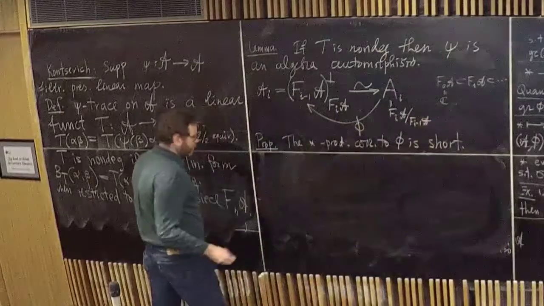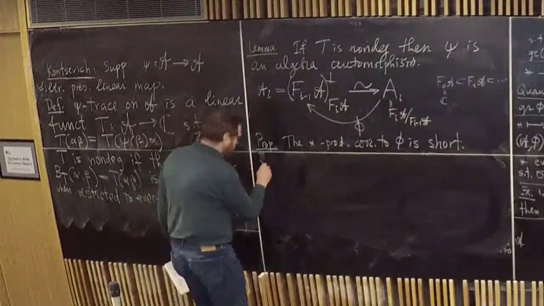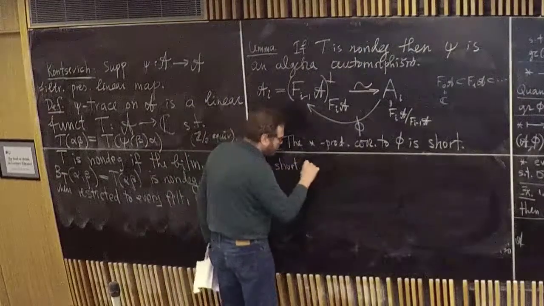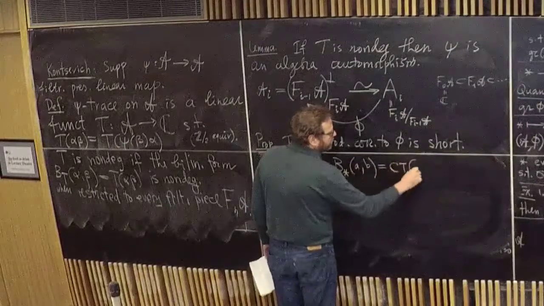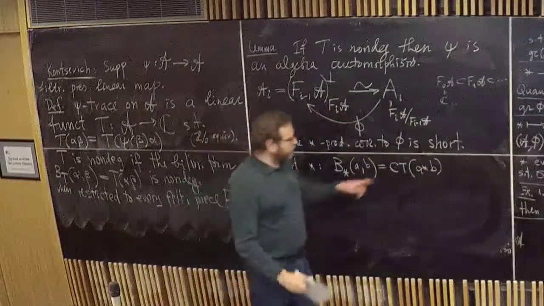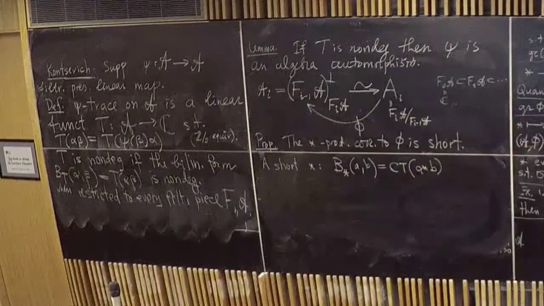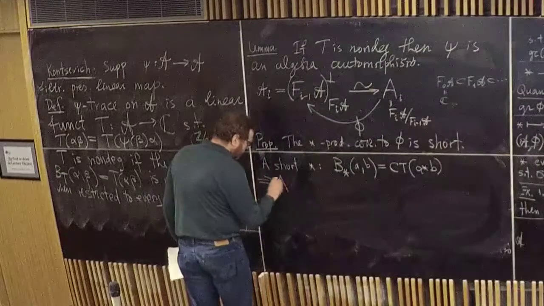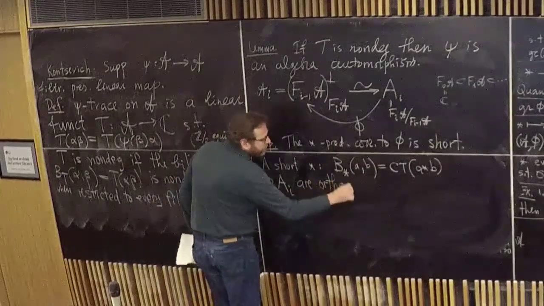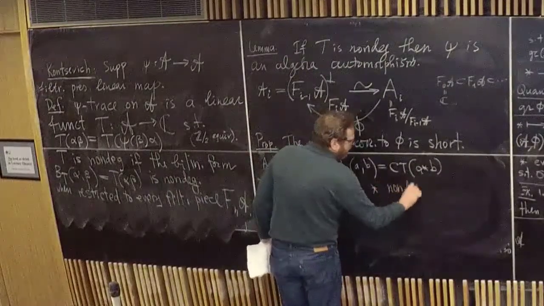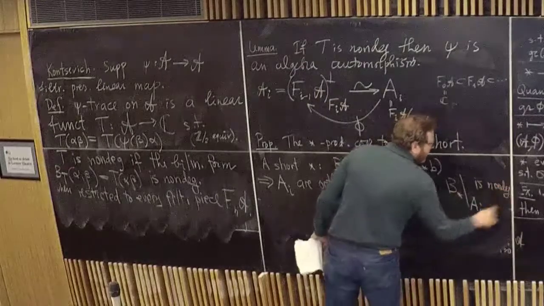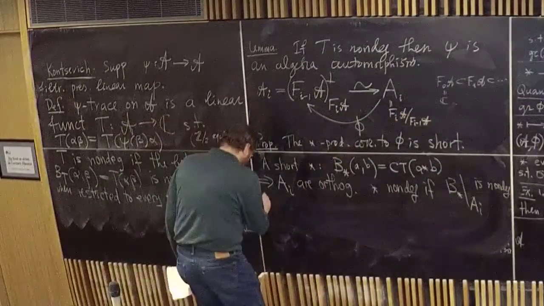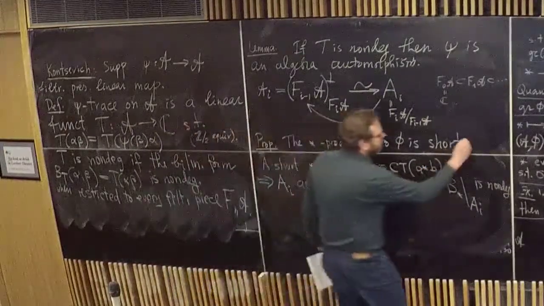Conversely, how to get from a short star product to such a trace. If you have a short star product, then you have a bilinear form on the commutative algebra given by the constant term of the star product of A with B. Because of the shortness condition, the constant term will only be non-zero if both of them have the same degree. Therefore, for this form, all the graded pieces are orthogonal. And then we say star is non-degenerate if the form restricted to each graded piece is non-degenerate.